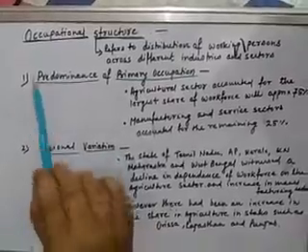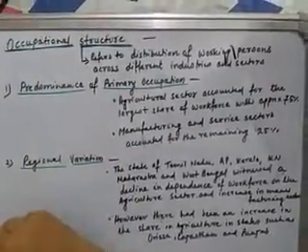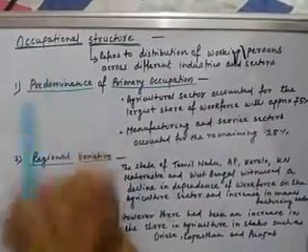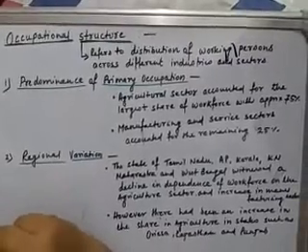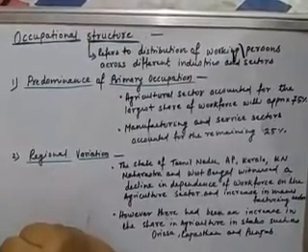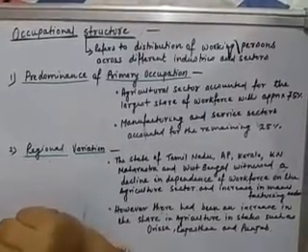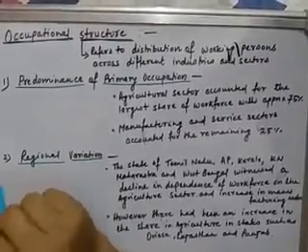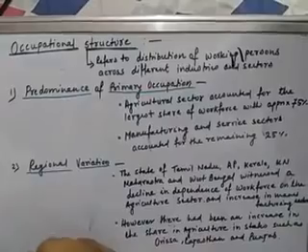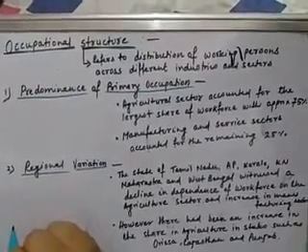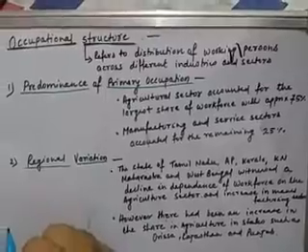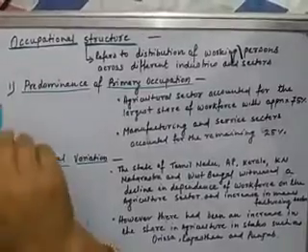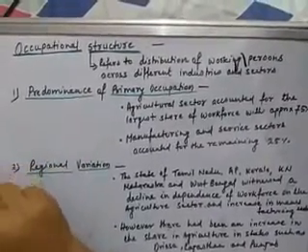Now, next topic is occupational structure on the eve of independence. First, what is occupational structure? Occupational structure refers to the distribution of working persons across different industries and sectors. As you know, we have three sectors: primary, secondary, and tertiary. During the colonial period, the occupational structure of India showed little sign of change. It can be summarized as predominance of primary occupation.